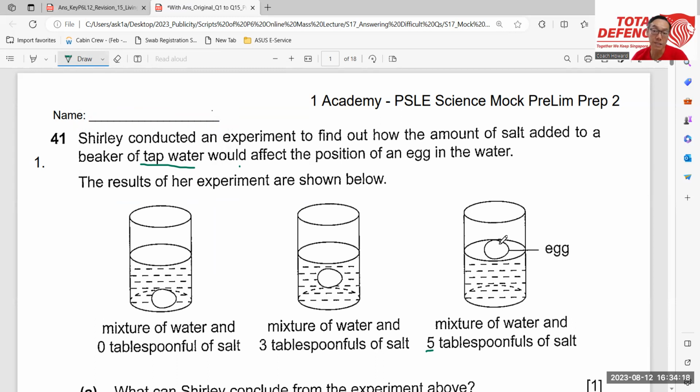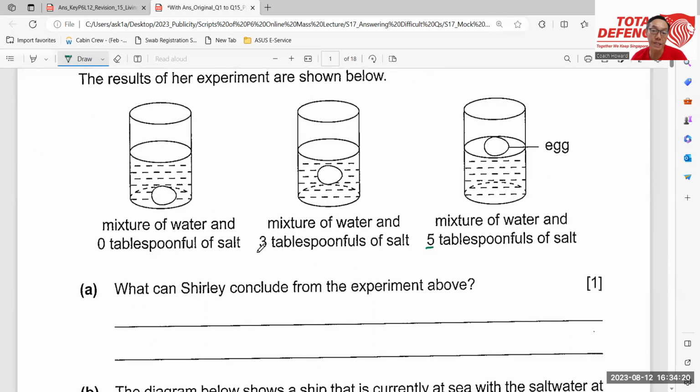But in reality, I believe that you may need more, definitely more than 3, perhaps like 13 tablespoons, and this one maybe perhaps 25 in reality. Because you need to make the solution very concentrated so that the density of the salt water exceeds the density of the egg, causing the egg to float.